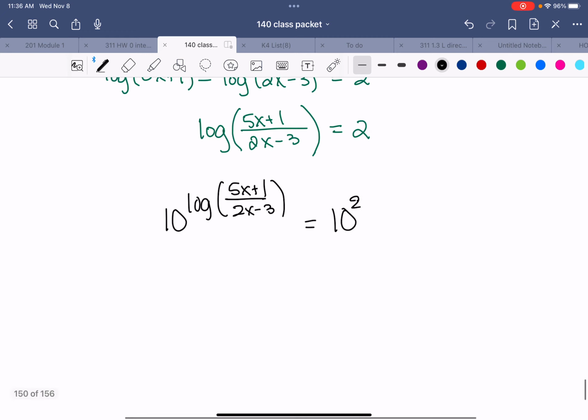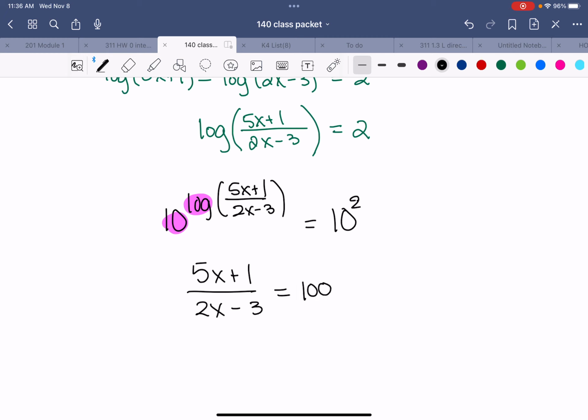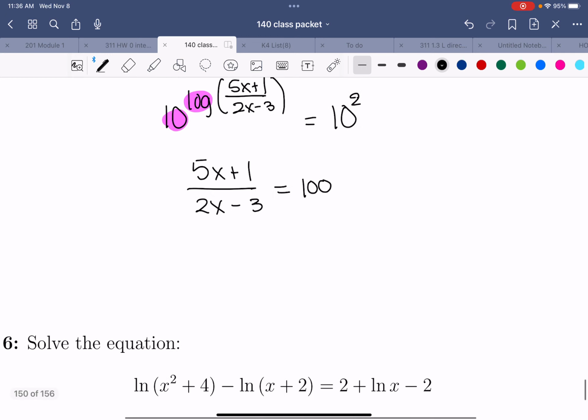Now what happens here then is that these two are inverse functions, and those two will go away, and we'll get 5x plus 1 over 2x minus 3 equals 100. From here, this goes back to solving our rational functions. So I'm going to go ahead and multiply both sides by the denominator.